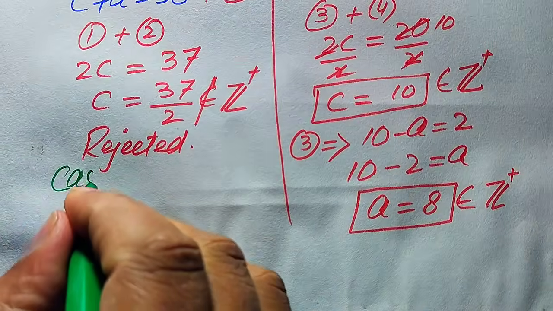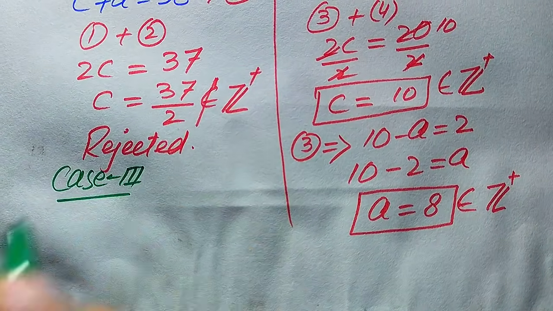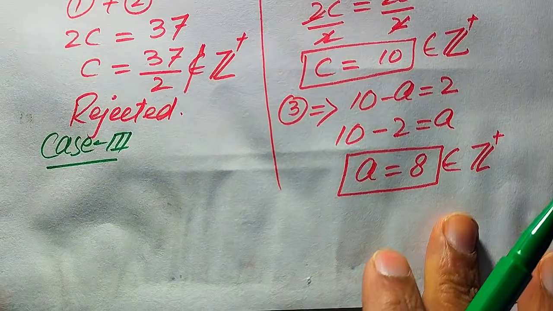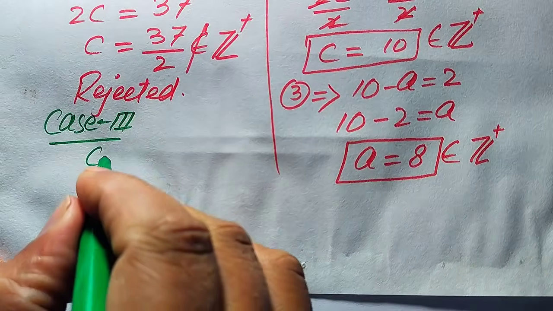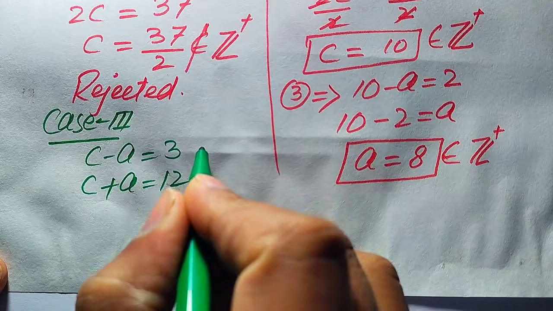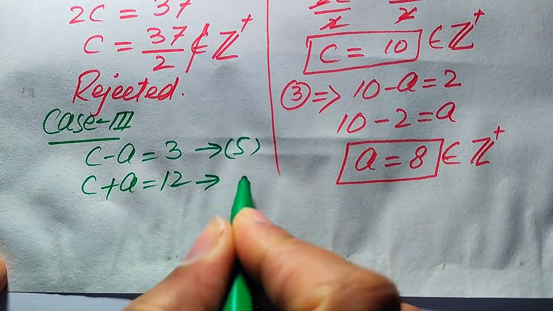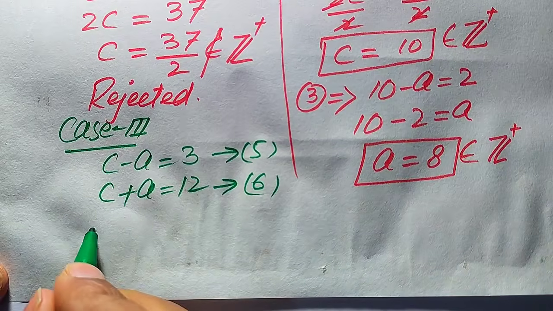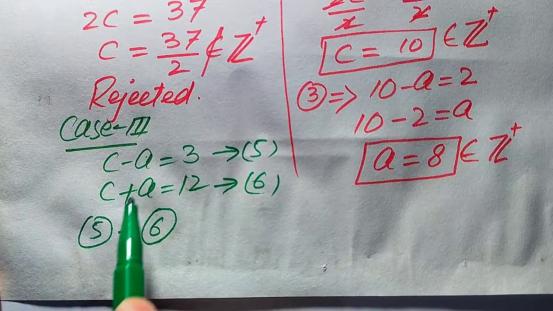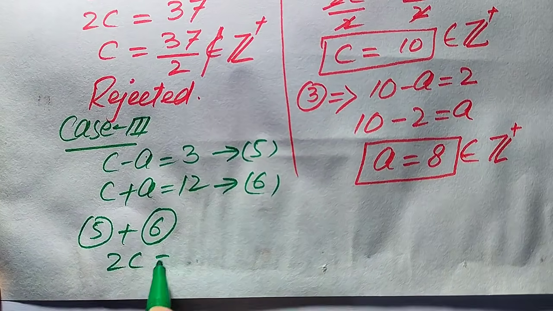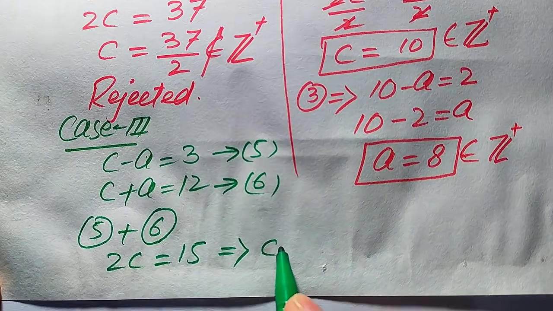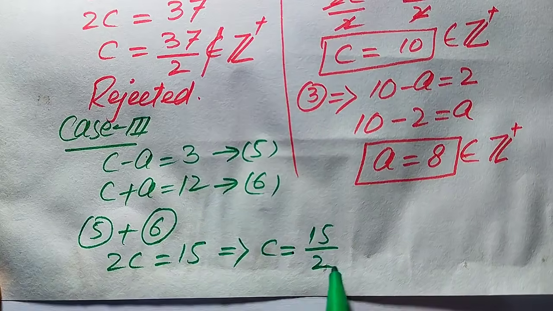So here we write our third case, and in the third case we compare both of these two factors with 3 and 12. So after comparison of these values we obtain c minus a equals 3 and c plus a equals 12, and we call this equation number 5 and this equation number 6. So we add equation number 5 and equation number 6, and you see here this minus a and plus a are gone, and we get c plus c becomes 2c, 3 plus 12 becomes 15, and after dividing both of the sides by 2 we get the value of c is equal to 15 over 2.